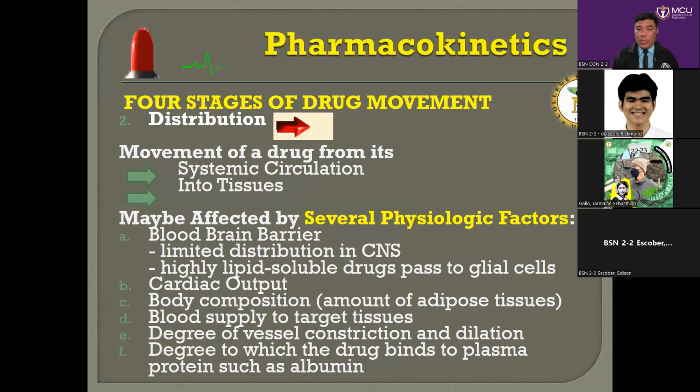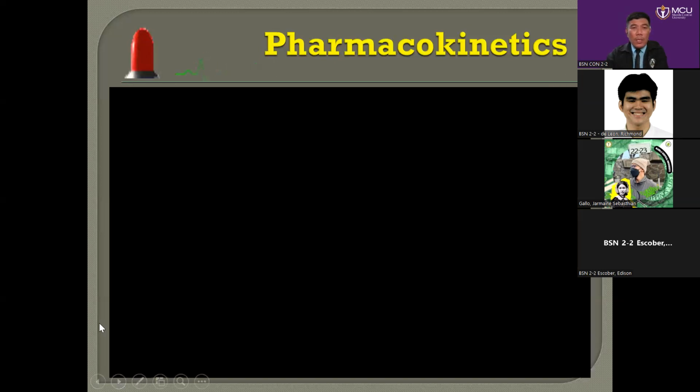The letter X, the degree to which a drug binds to plasma proteins such as albumin, is what I mentioned to you. Serum albumin can be tested. So if the albumin level is low or high, both may cause a delay in the distribution of the drug. So eventually, let us now consider what metabolism is.